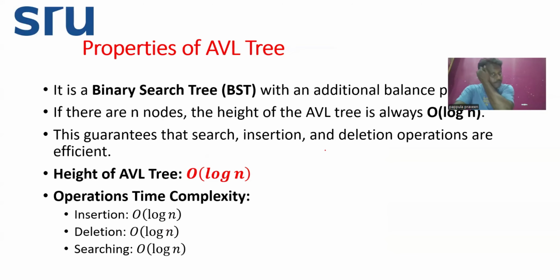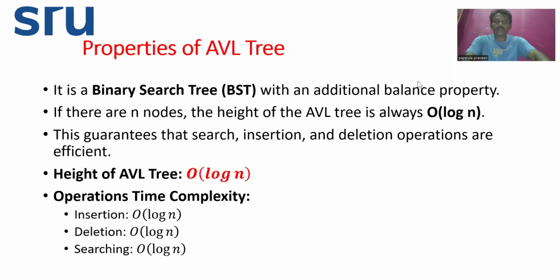Now these are the properties of AVL trees. It is a binary search tree with an additional balancing property. If there are n nodes, the height of the AVL tree is always big O of log n. A balanced binary search tree is an AVL tree. That is how we check whether it is balanced or not: you already know the height of the left subtree and the height of the right subtree. This guarantees that insertion and deletion operations are efficient. The height of the AVL tree is big O of log n.